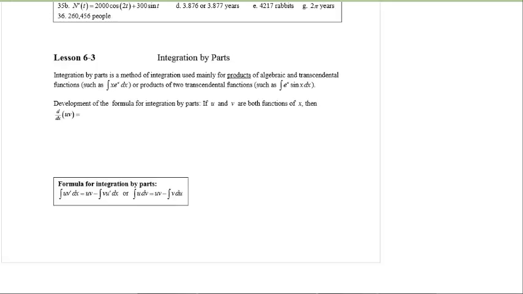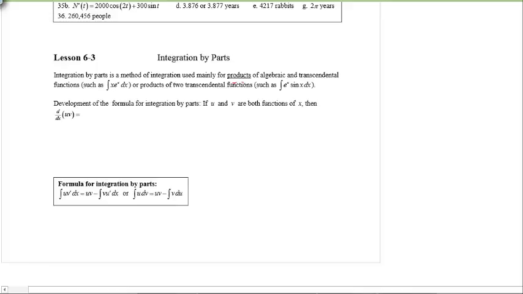Alright, lesson 6.3 today. We're going to teach you another strategy to do integration. This is called integration by parts. So when do we actually use integration by parts? Well, the answer is when substitution doesn't work, inverse trig doesn't work, separation of variables doesn't work. This method allows us to integrate products.